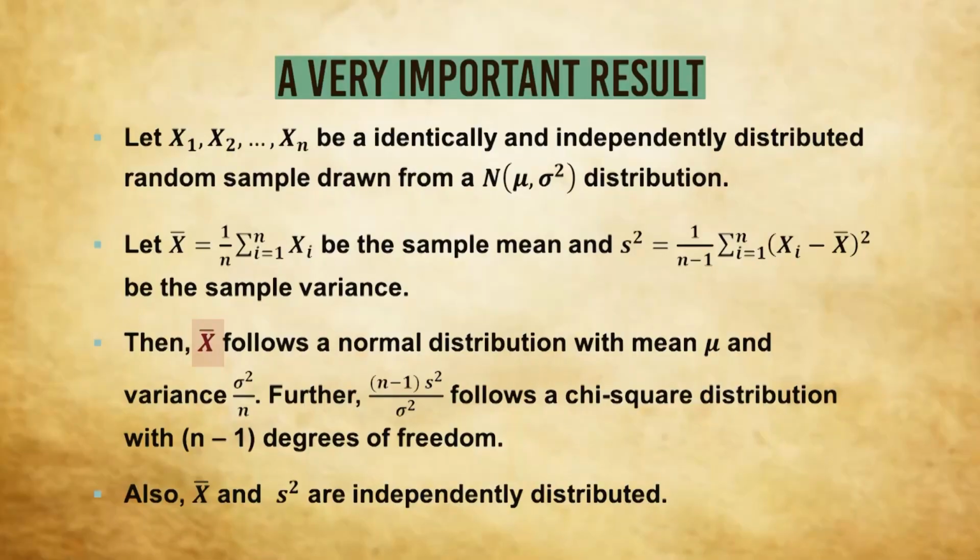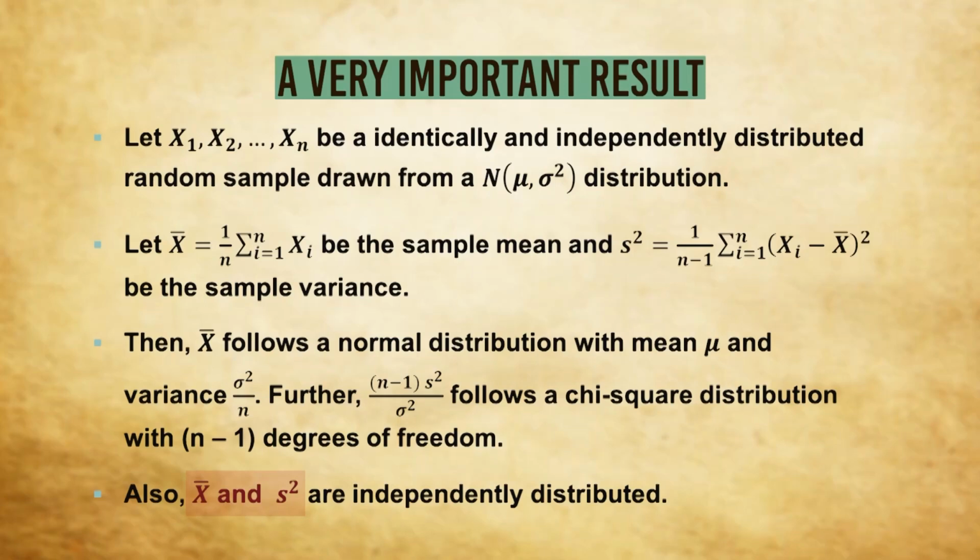Now, x bar can be shown to follow a normal distribution with mean mu and variance sigma square by n, while n minus 1 s square by sigma square may be shown to follow a chi-square distribution with n minus 1 degrees of freedom. Also, x bar and s square are independently distributed.